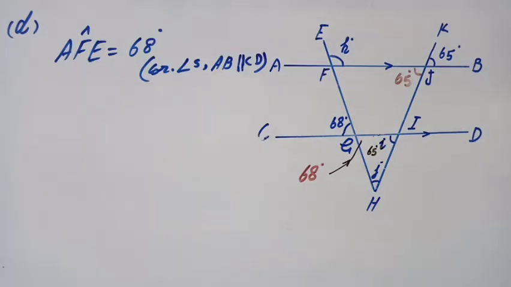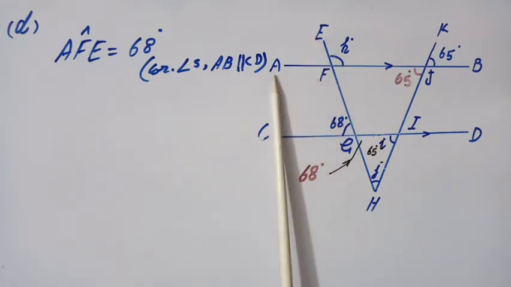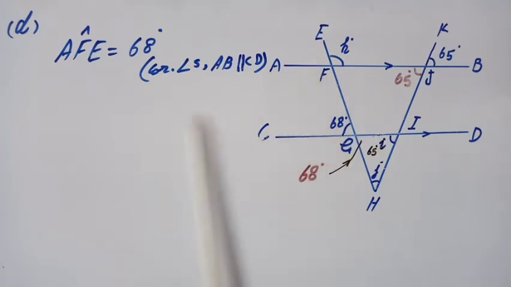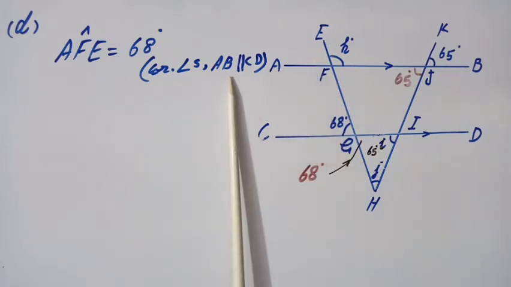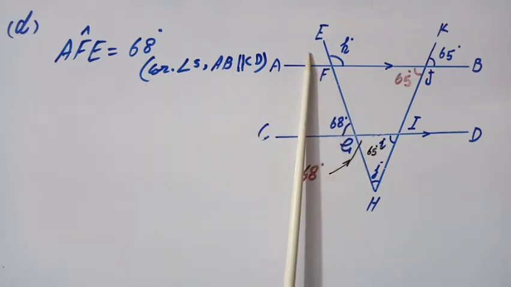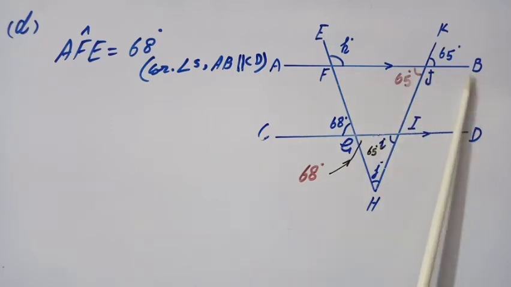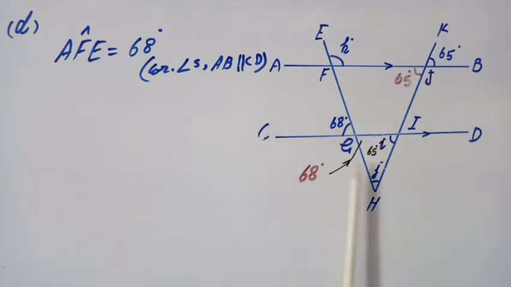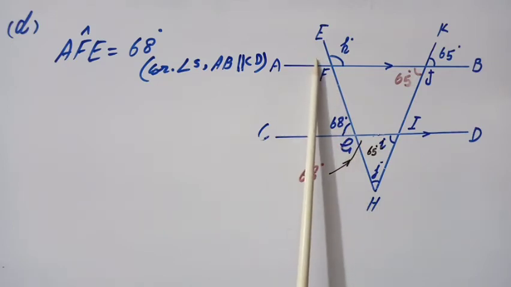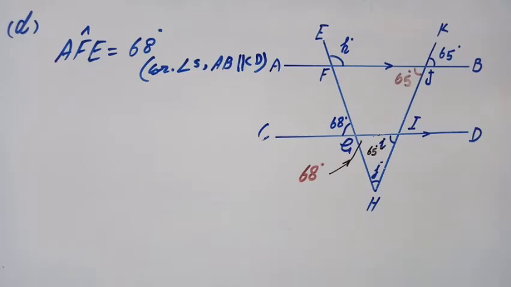AFE is equal to 68 degrees because of corresponding angles. These are equal to one another because of corresponding angles. AB is parallel to CD and this EH is working as a transversal. So this way this angle we have found 68 degrees.